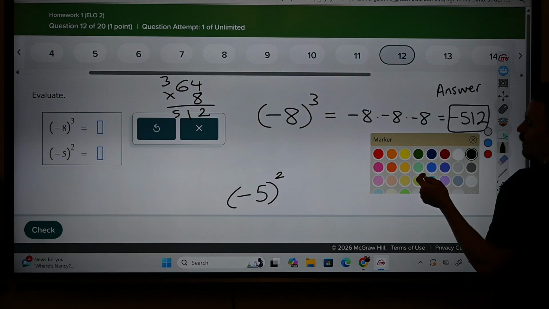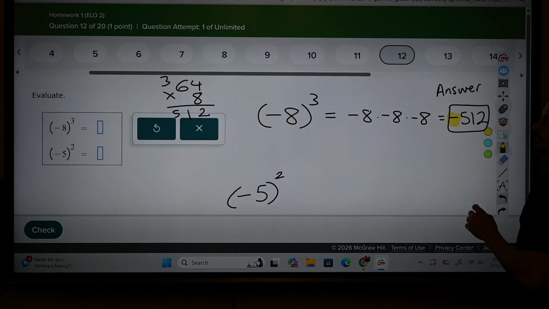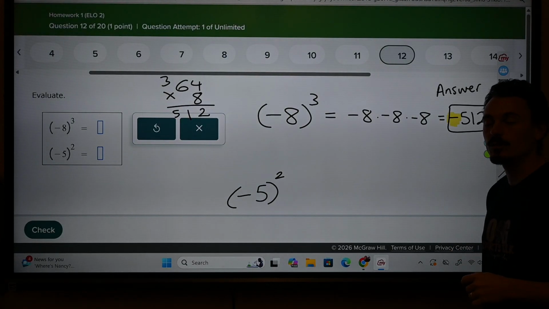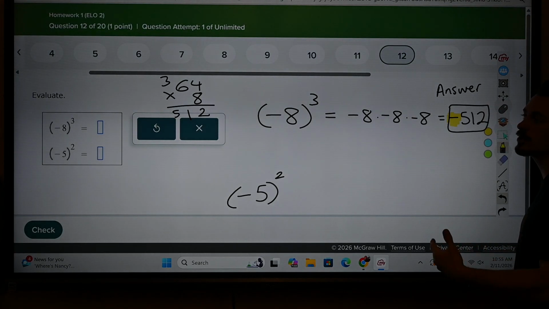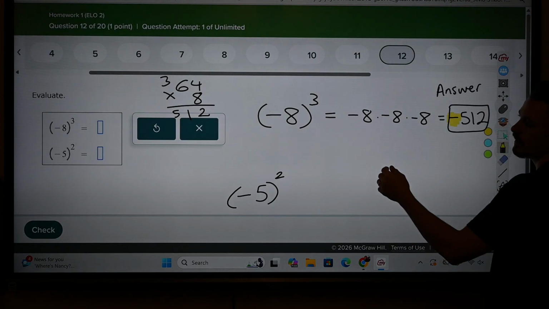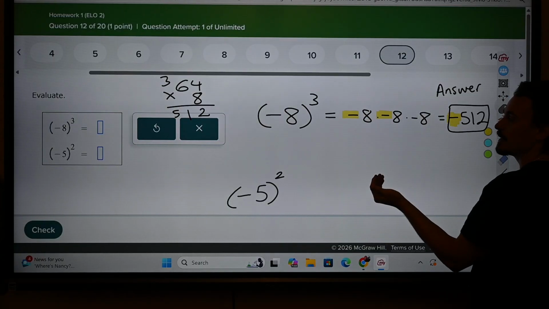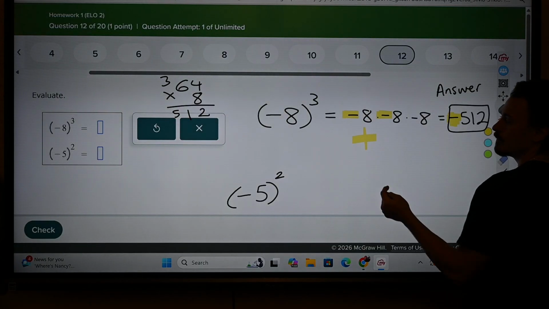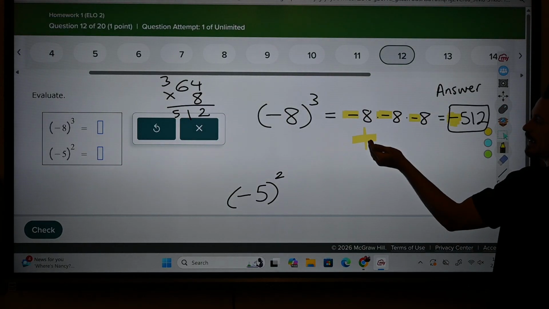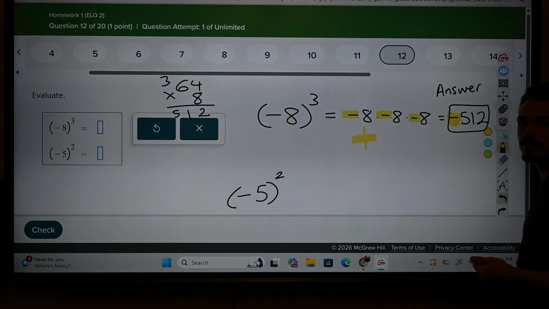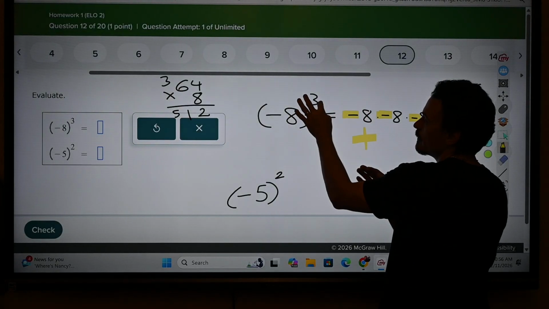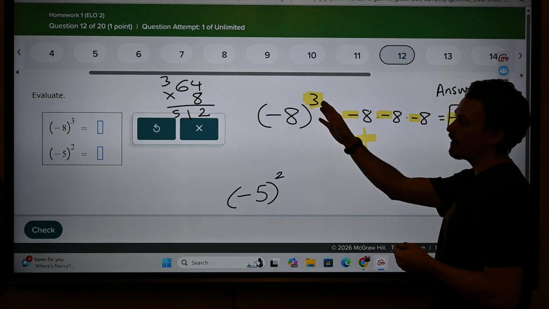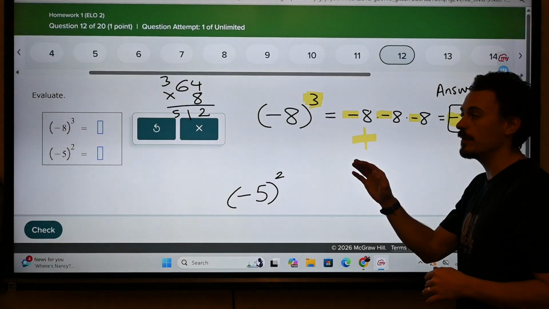Why is my answer negative? I want you to think about that for a second. If you're watching this video, you should be thinking while you're watching, right? Why is this negative? Because a negative times a negative makes a positive, and then a positive times a negative would make a negative. So since I have an odd number for my exponent, that makes my answer negative.